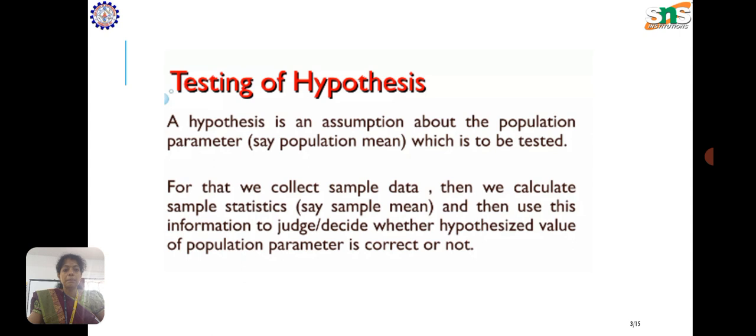For this, we collect the sample data, then calculate the sample statistic, and then use this information to judge whether the hypothesized value of the population parameter is correct or not. We should know what population and sample are. Suppose we consider our human body: the total quantity of blood is the population. Taking some small quantity to check the blood group is called a sample. So if you take a small part from the big whole, it is called a sample. The overall whole is called the population.